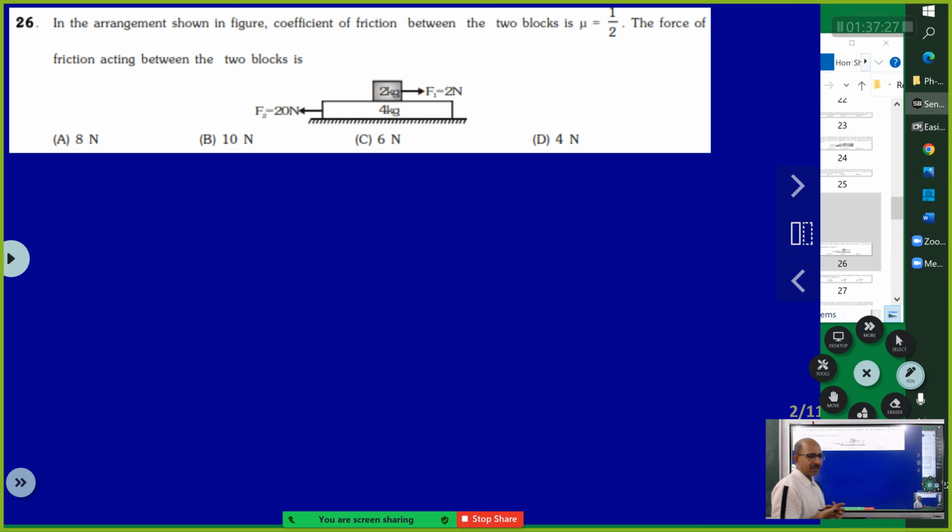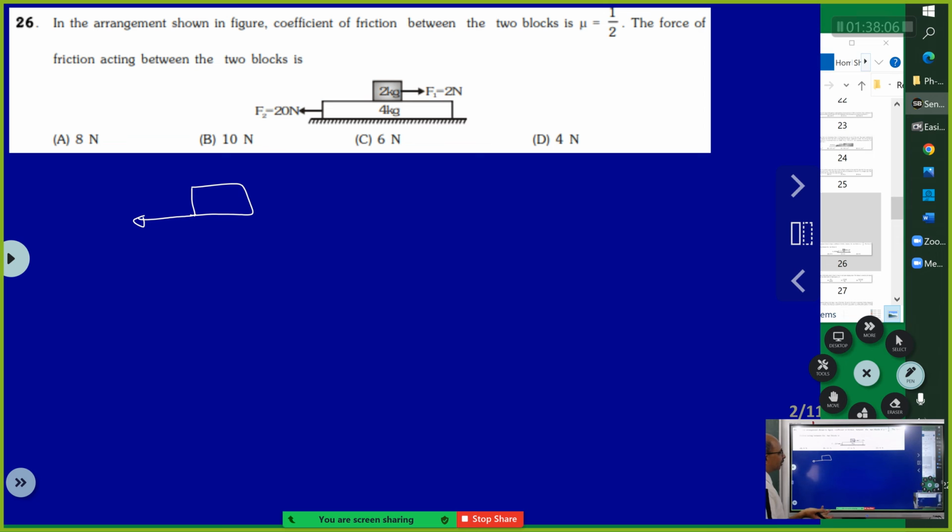You find it difficult to comprehend the problem, correct? So what will you do? Remove F1 and see what happens. If you remove F1, both the blocks are moving together, right? Then obviously the frictional force acting on the upper block is only due to F2.